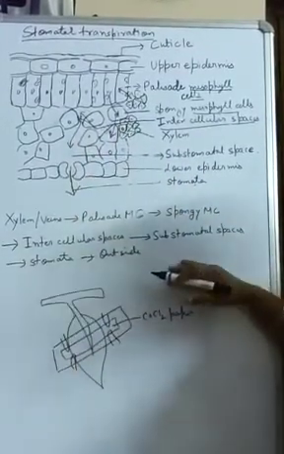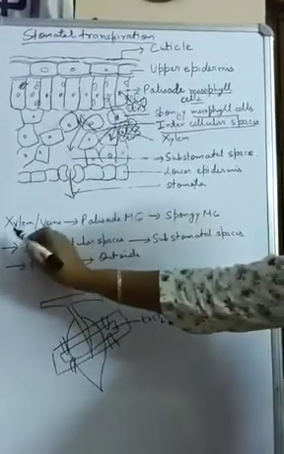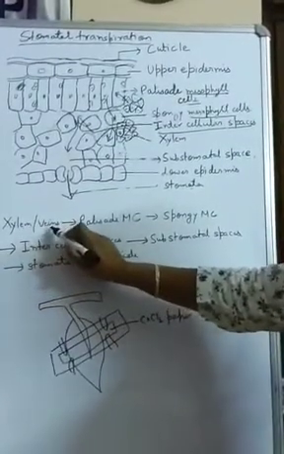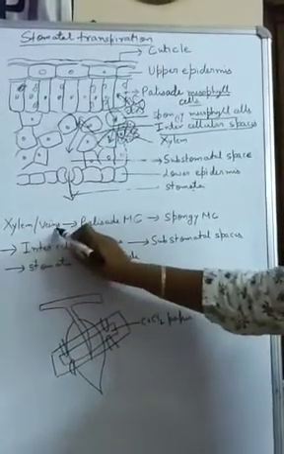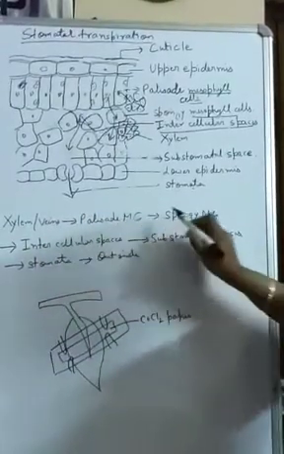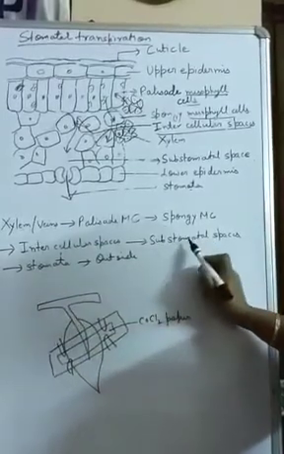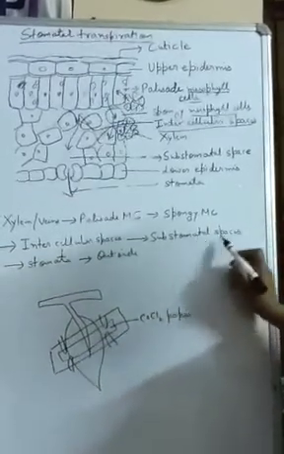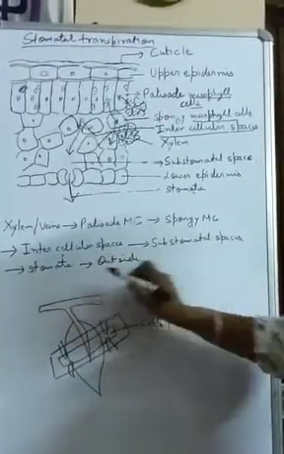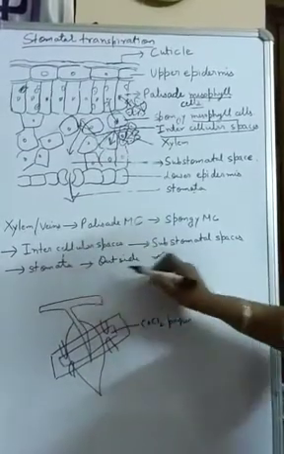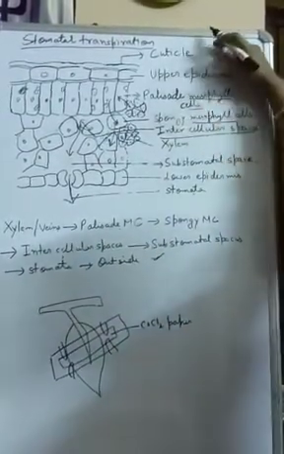So the logical sequence for this process will be initially either xylem or veins, because veins contain xylem. Then from that, palisade mesophyll cell, spongy mesophyll cell, intercellular spaces. Then from intercellular spaces, substomatal space, stomata and outside. So this is how stomatal transpiration takes place.